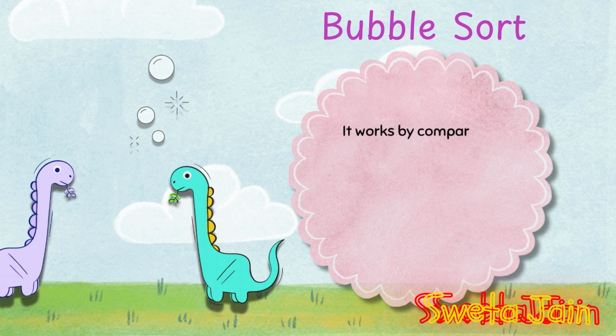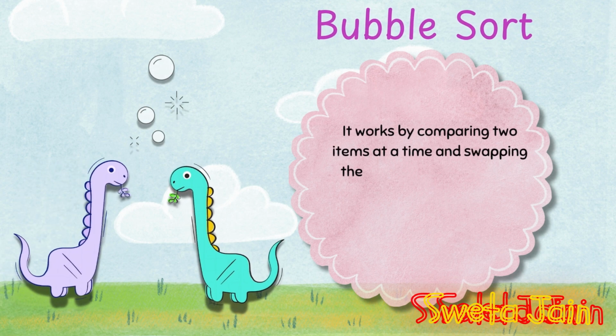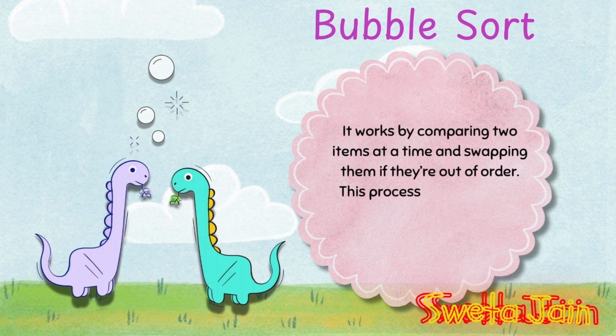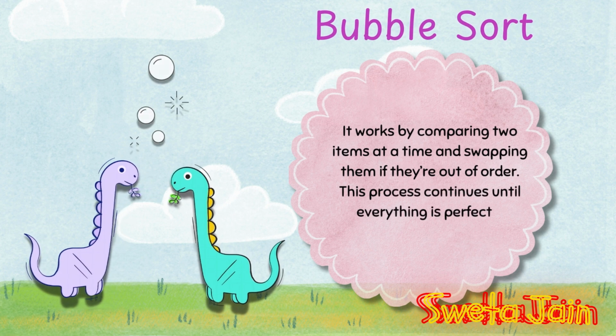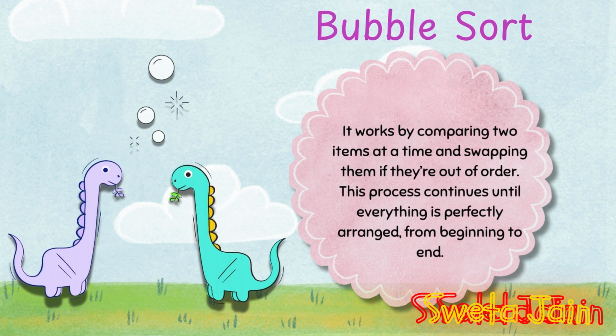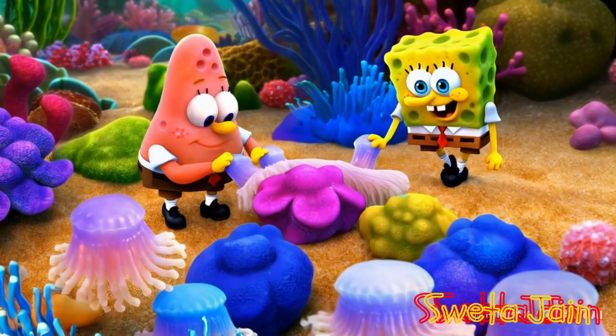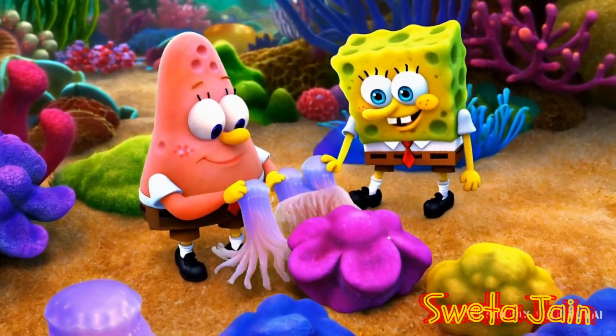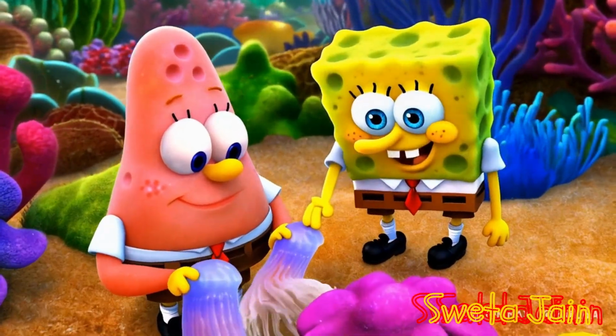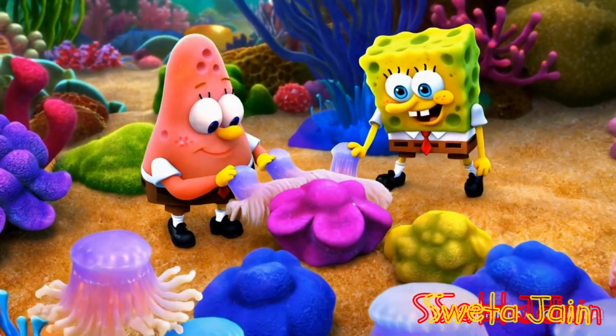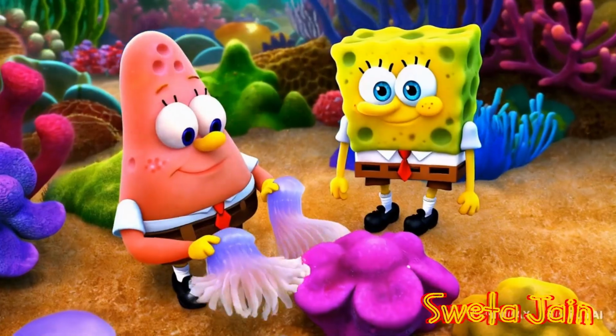Bubble sort. It works by comparing two items at a time and swapping them if they're out of order. This process continues until everything is perfectly arranged from beginning to end. Imagine SpongeBob and Patrick sorting jellyfish from smallest to biggest. They check two jellyfish at a time and keep swapping until all jellyfish are in the right order.